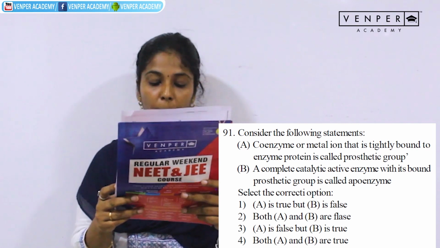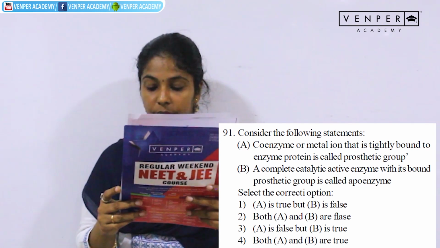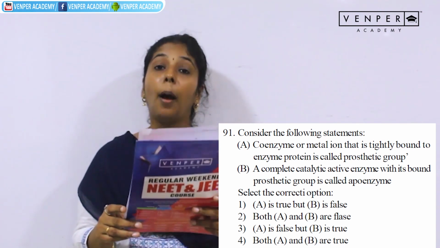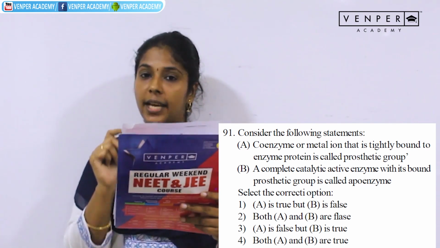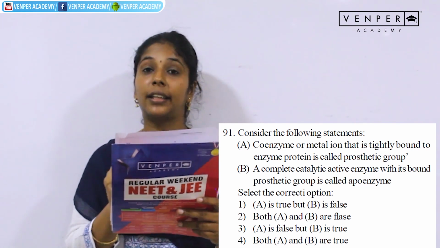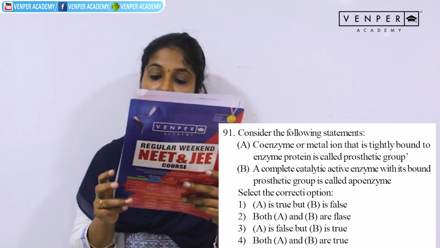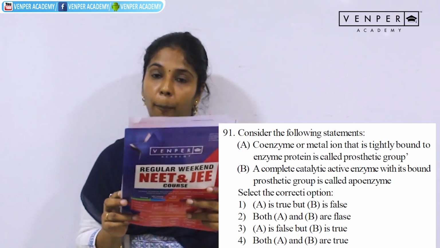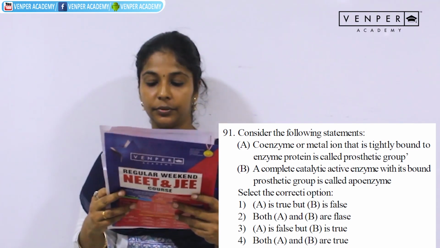Prosthetic groups are organic compounds which are tightly bound to the apoenzyme. Example, heme tightly binds with the peroxidase enzyme. But coenzyme and metal ions are loosely bound with the enzyme. So the statement A is wrong, because in statement A it is given tightly bound. Actually coenzyme and metal ion are loosely bound. An enzyme with prosthetic group is called holoenzyme and not apoenzyme. So both the statement A and B are false.